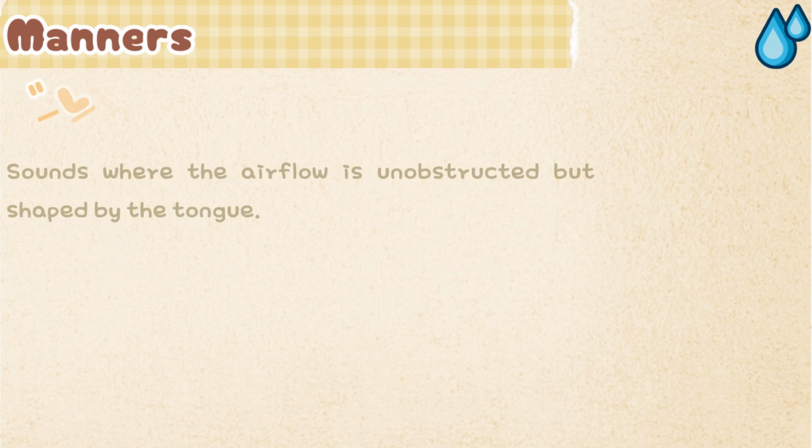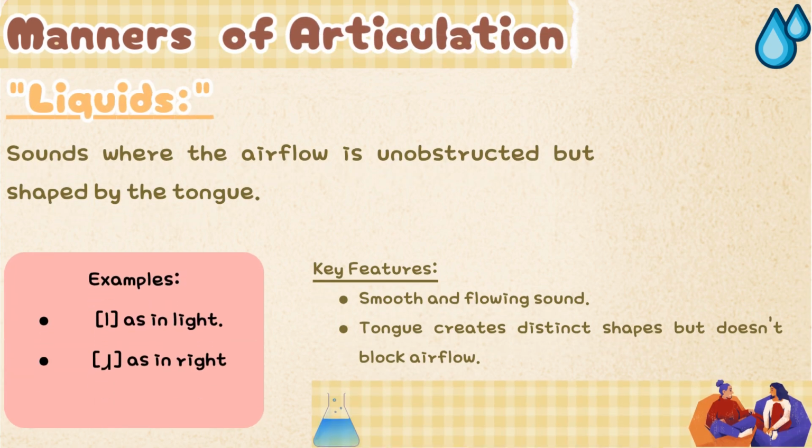Now we conclude the manners of articulation with two unique categories, liquids and glides. Liquids like the sound l in light and the sound r in right are produced with the tongue shaping the airflow without obstructing. These sounds are smooth and flowing, giving liquids their characteristic quality.